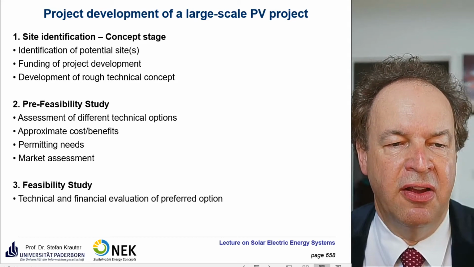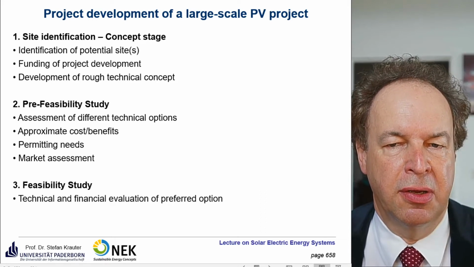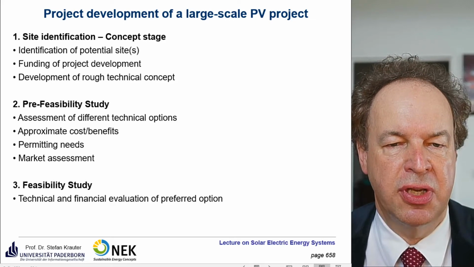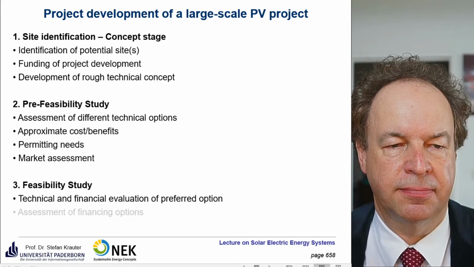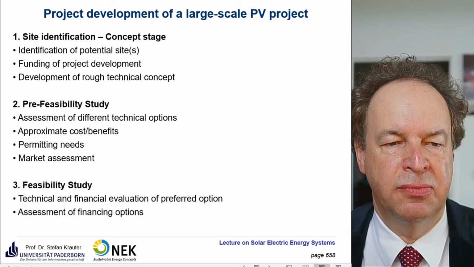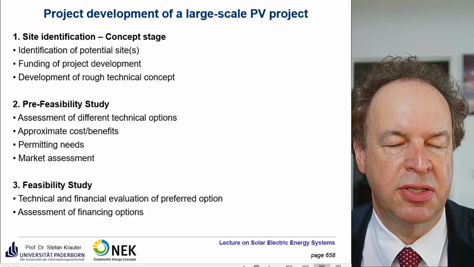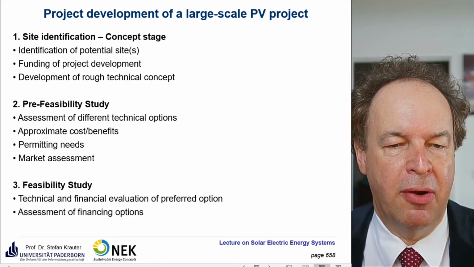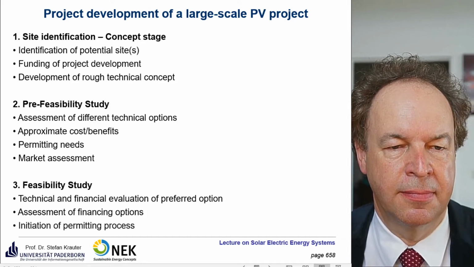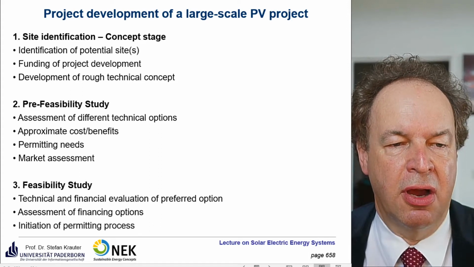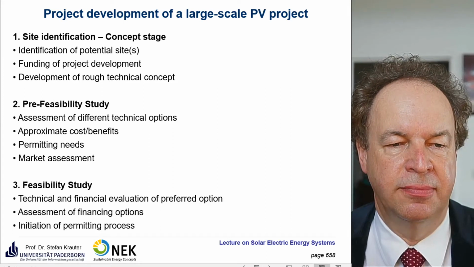So you do a technical and financial evaluation of the preferred option. So instead of calculating all options, you select one option which looks the most promising. Then you have different options for financing, whether it's a loan or sometimes you have a mixed structure, so you keep a part of the power plant and lend the power plant, or you just sell the electricity. And you already start the permitting process, because this can take an enormous amount of time sometimes.